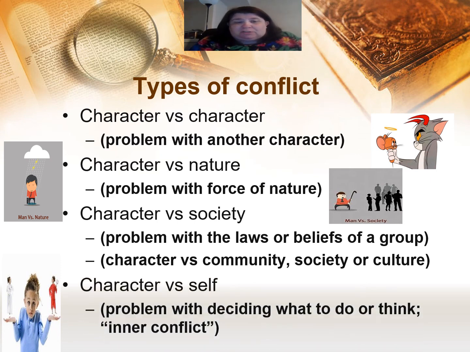Then the character versus themselves. It's that inner conflict with deciding what to do. You got the angel and the devil, like the little girl over there with them on her shoulder, trying to decide what's right, what's wrong, that kind of stuff. So that is basically the four different types of conflict.